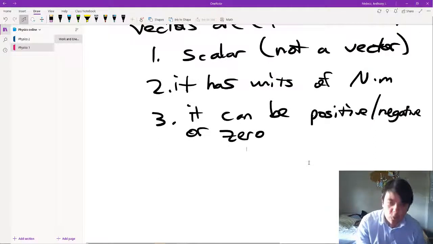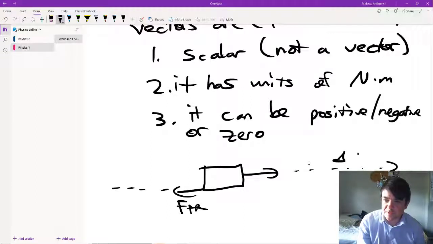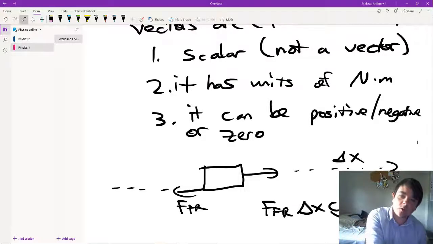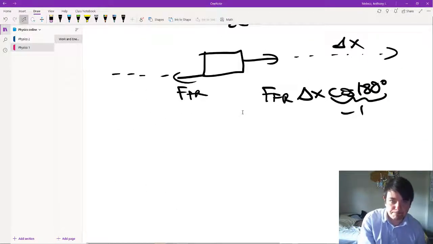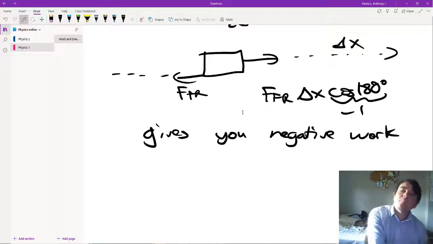The case of a negative work would be maybe you're discussing the work of friction. So the object is being pushed in this direction, but friction is acting in this way. So the object is moving to the right, and the friction's acting to the left. So your displacement's to the right. And so when you do this, it would be cosine of 180 degrees. And this guy is -1. So this can give you a negative work.